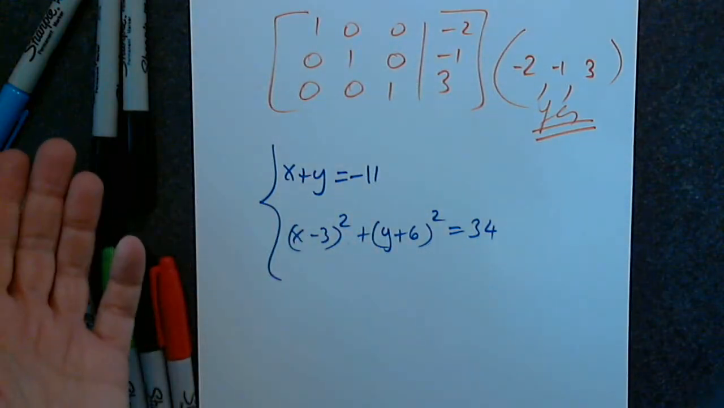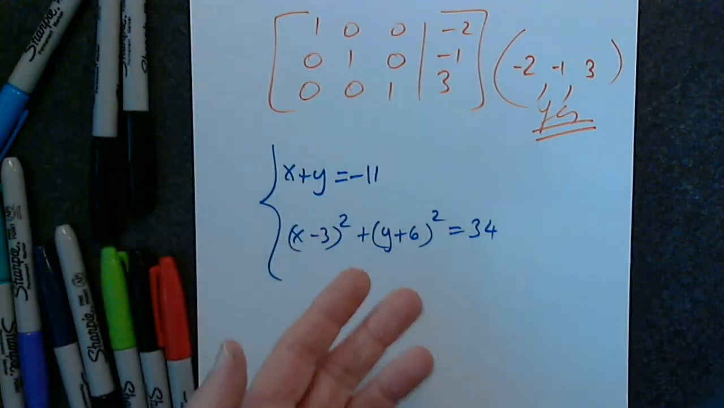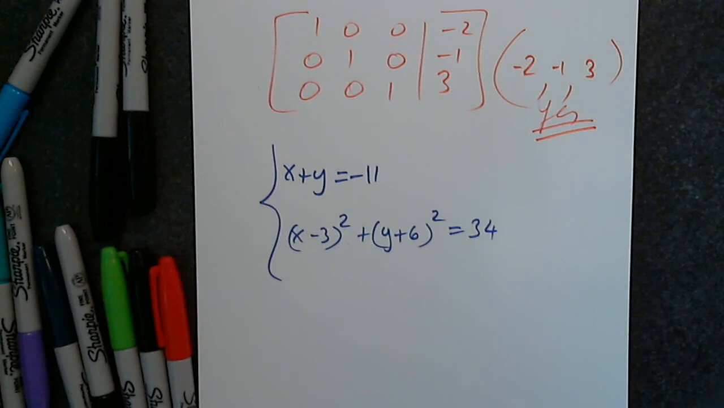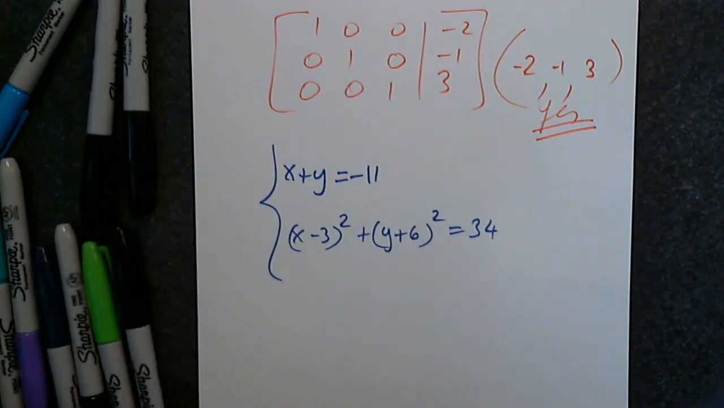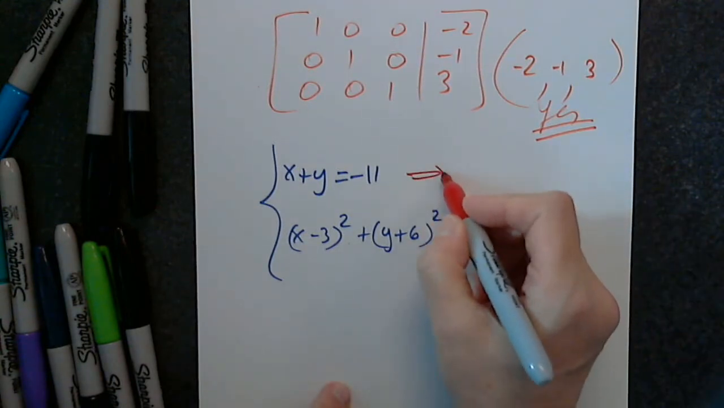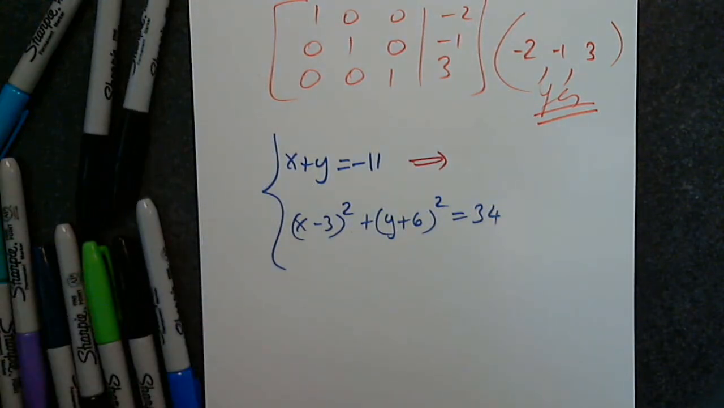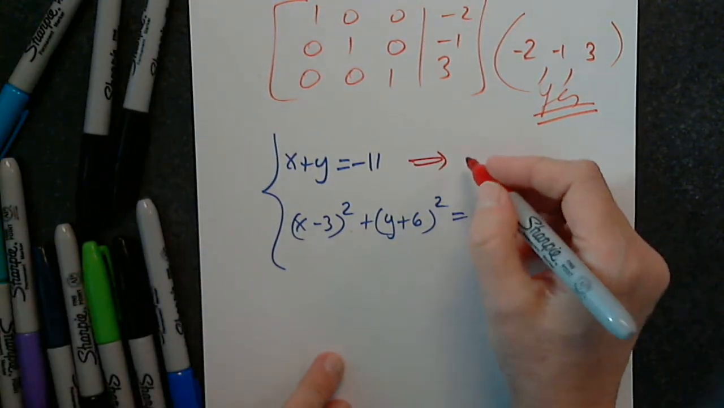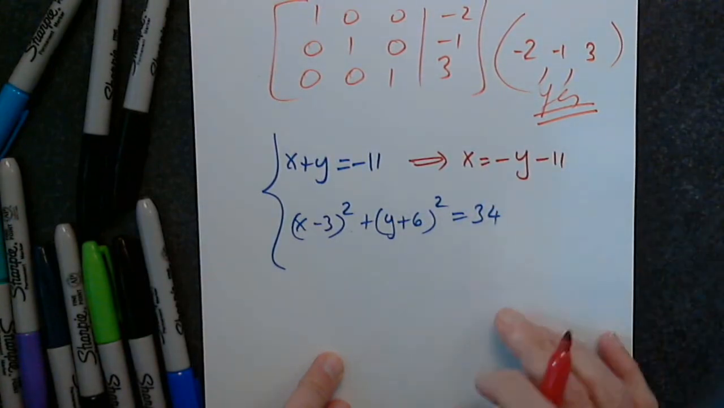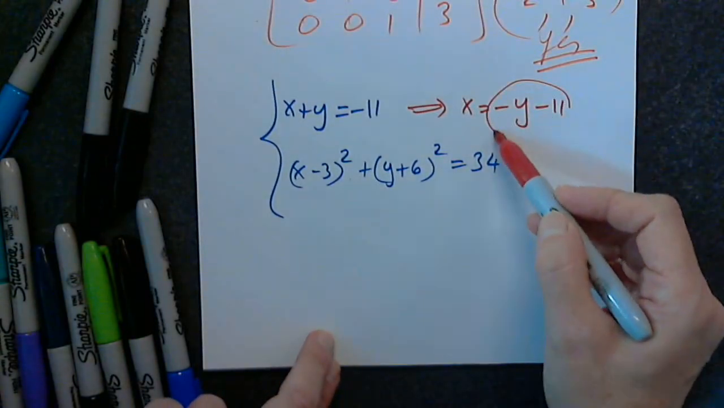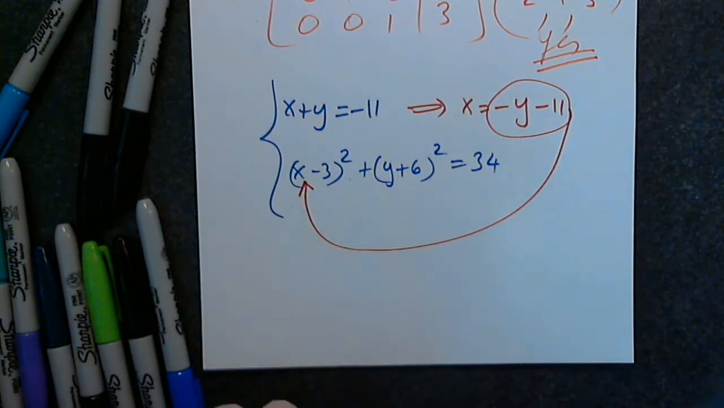So there is no way I can eliminate. I don't have the same variables. So my only hope and my only chance is to do what? Substitution. Very good. So you have to solve either for x or for y from the first one. Which one would you like to solve for? Very good. So x will be negative y minus 11. In that case, we will replace x in the second equation by negative y minus 11. So let's do that.